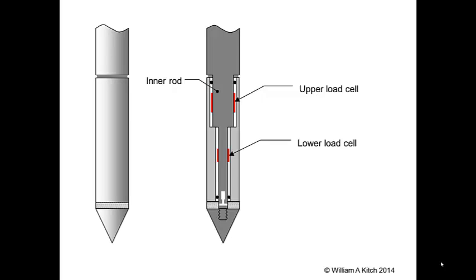probe advances. The soil imparts a vertical load on the end of the cone as it is pushed out of the way. The cone transfers this end-bearing load to the inner rod. Because the load is applied at the end of the shaft, both load cells measure this end-bearing force.